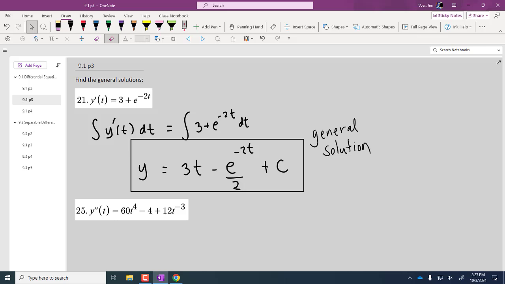Is this going to be on our exam too? Which part? Just this 9.1. Yes, yes, yeah. Definitely.